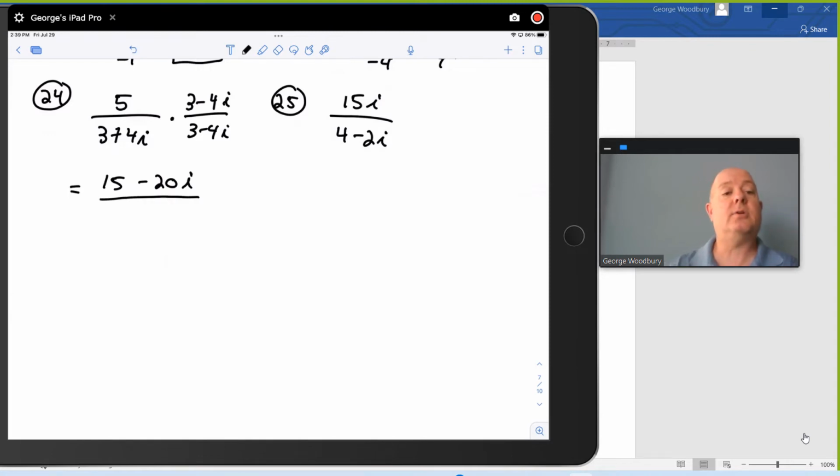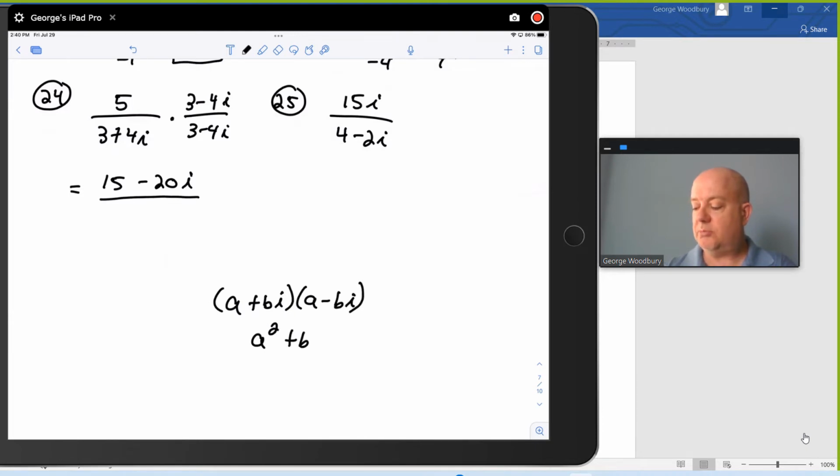In the denominator, because these are conjugates, we had that rule that said a plus bi times a minus bi is equal to a squared plus b squared. So in this problem, the a is 3 and the b is 4. That gives us 9 plus 16 in the denominator.